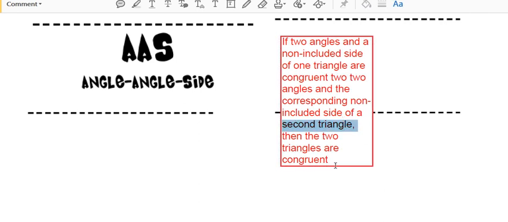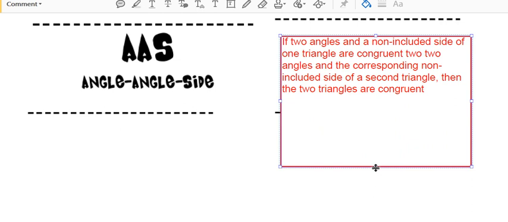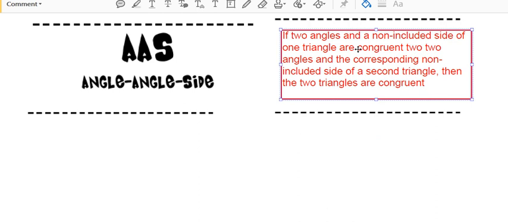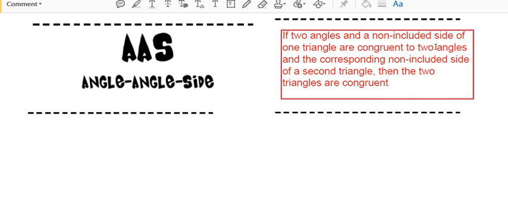All right, so we're going to look at what that means real quick. But again, that says that if two angles, and that's why you see AA, if two angles and a non-included side of one triangle are congruent to two angles and the corresponding non-included side of a second triangle, then the two triangles are congruent. So right now, I want you to make sure that you have that definition down.